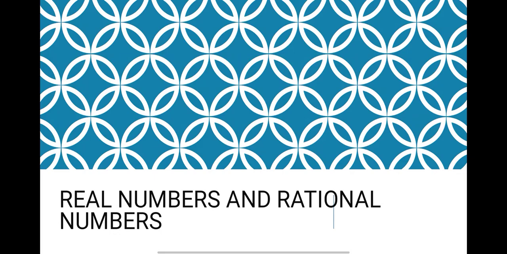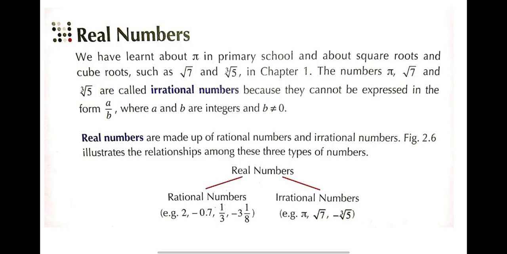So today's discussion is about real numbers and rational numbers. So what are real numbers? We have learned in primary school about pi, right? Okay. Pi, root of 7, and cube root of 5 are called irrational numbers because they cannot be expressed in the form of a over b, where a and b are integers.